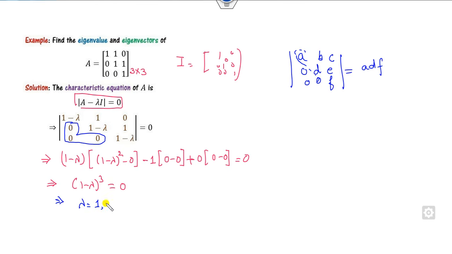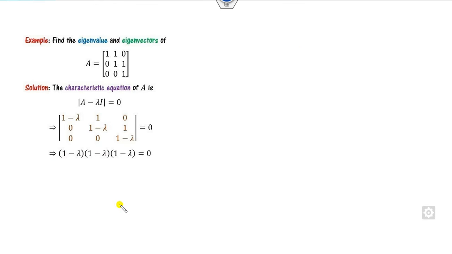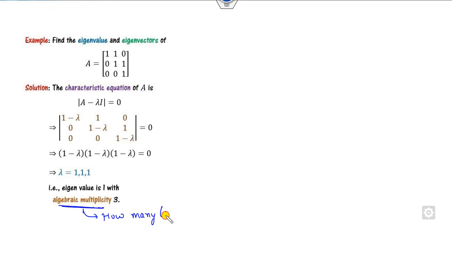So it's a cubic, so there are 3 roots here. What is the algebraic multiplicity? How many times this one repeats? Since it repeats 3 times, we call it the algebraic multiplicity 3. So these are the eigenvalues.